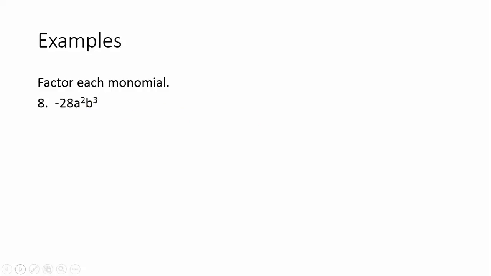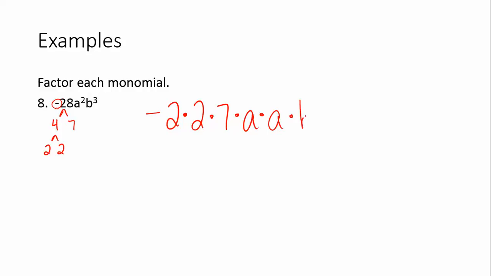Number 8, we have negative 28. I'm going to do my factor tree over here, 4 and 7, and 4 splits into 2 and 2. Now here we aren't going to group our common factors with an exponent. We also have to remember that it's negative, so we're going to put the negative out in front. 2 times 2 times 7, and then we had a squared, so a times a, and b cubed, b times b times b. So there's the monomial factored out completely. Again, the coefficient, the 28, is written as a string of its factors, and the variables are also strung out.